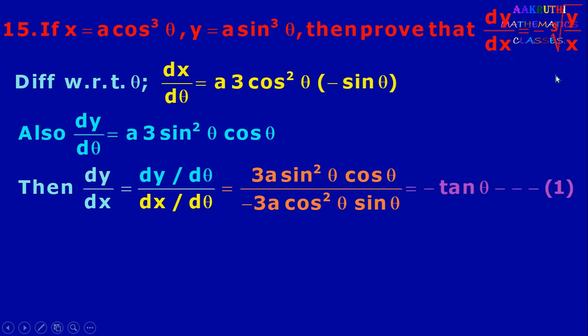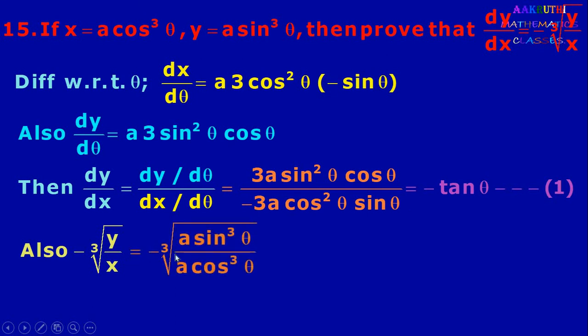Next find minus cube root of y by x. So minus cube root of y by x is minus cube root of y value. It is a sin cube theta and x value a cos cube theta. So it is minus cube root of a sin cube theta divided by a cos cube theta. So a gets cancelled, sin cube by cos cube is tan cube theta. So it is minus cube root of tan cube theta. So here cube and cube root get cancelled, remaining is minus tan theta. Take that as equation 2.